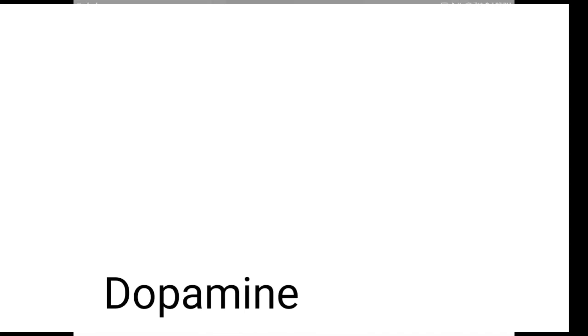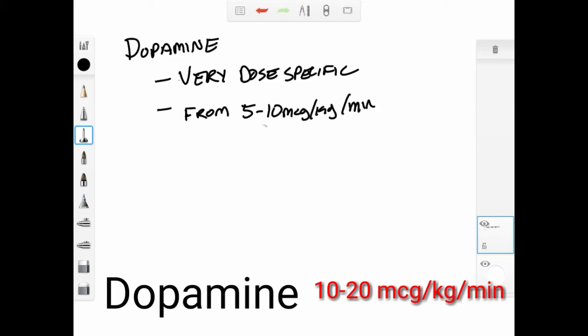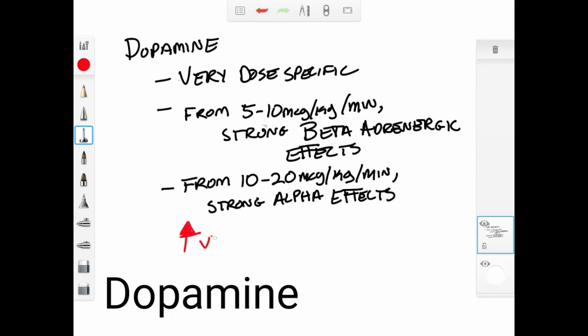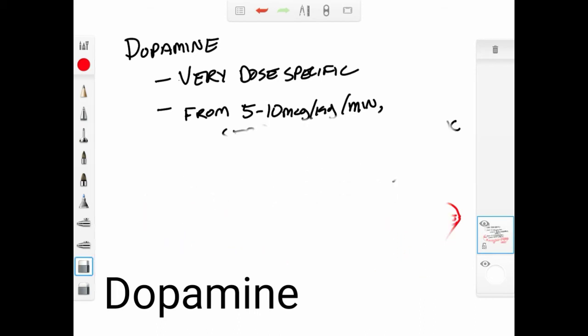All right, next we're going to talk about dopamine. Our dose for dopamine is going to be 10 to 20 micrograms per kilogram per minute. A little background on dopamine is really cool. It's a very dose-specific medication. So from 5 to 10 mics per kg per minute, you have strong beta effects, the strong beta adrenergic effects, including the increased inotropic and chronotropic effects. From 10 to 20, however, you get strong alpha effects, and that's what we're wanting here. Again, we're trying to vasoconstrict. The more vasoconstriction we have, the higher the mean arterial pressure may rise, which again is ultimately what we want because we're trying to reperfuse the brain and vital organs.